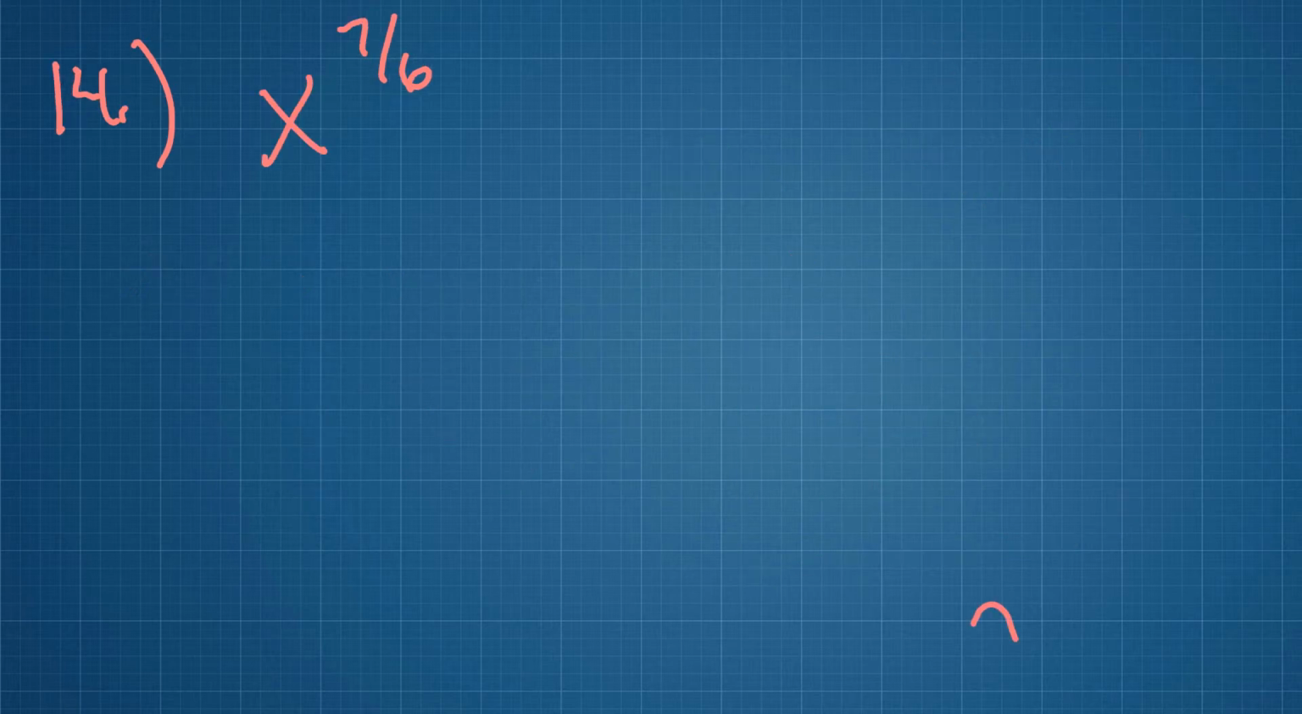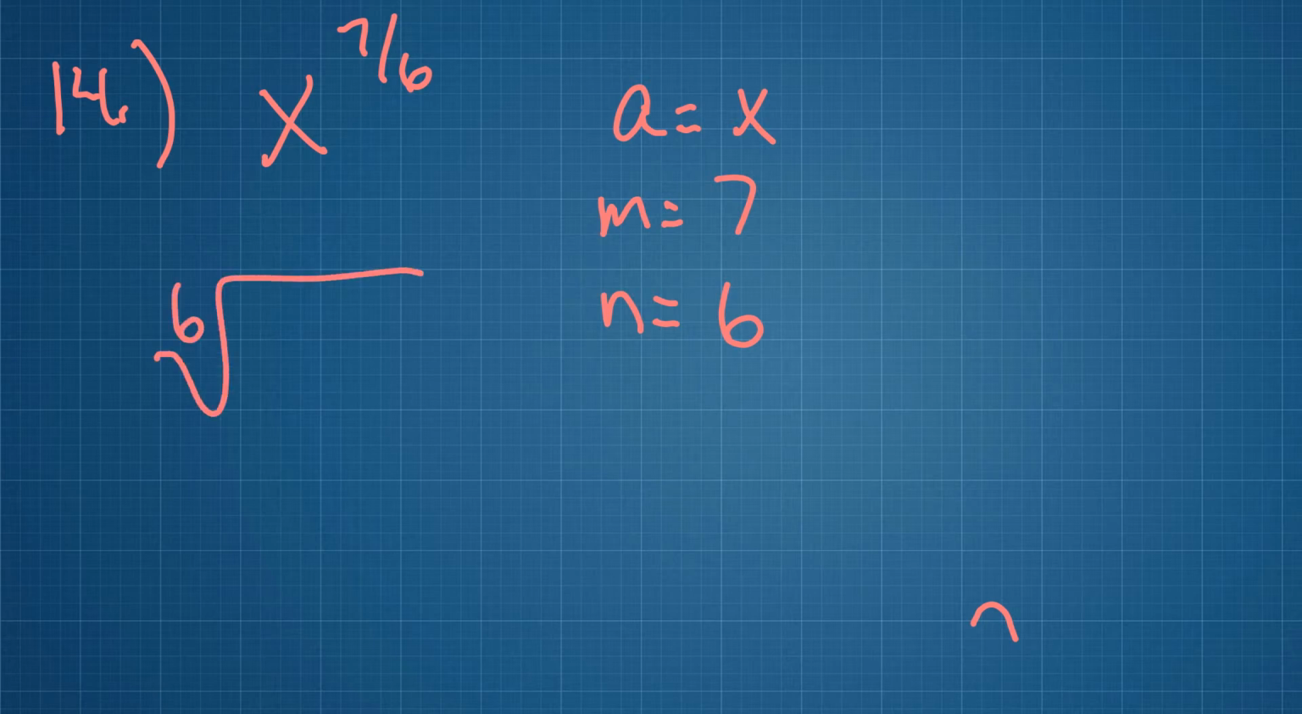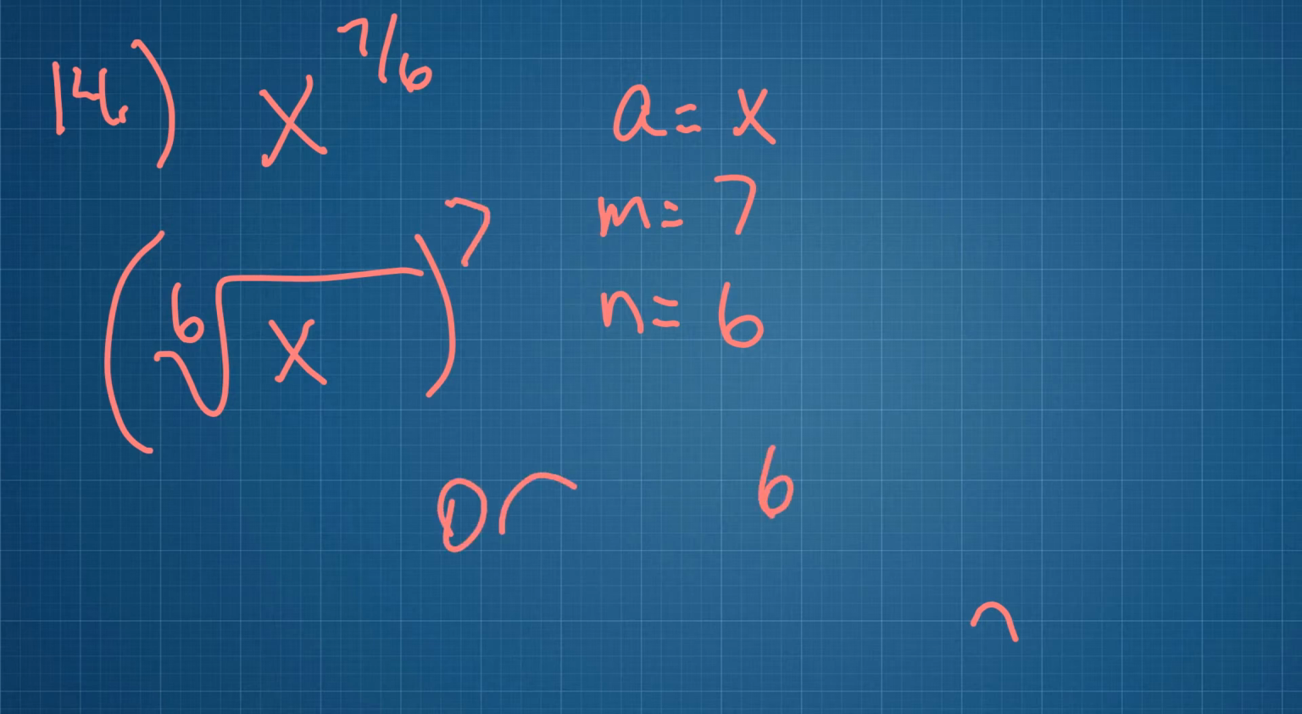Alright, we're going to use that same formula we've been using. So a is x, m is 7, n is 6. Now remember, since I have a fraction exponent right there, I'm going to make the radical show up. So we'll write this as the 6th root of x all to the 7th power. I would take that, or you could have written it as the 6th root of x to the 7th power. These are both kind of the same thing, so I'll take either one.